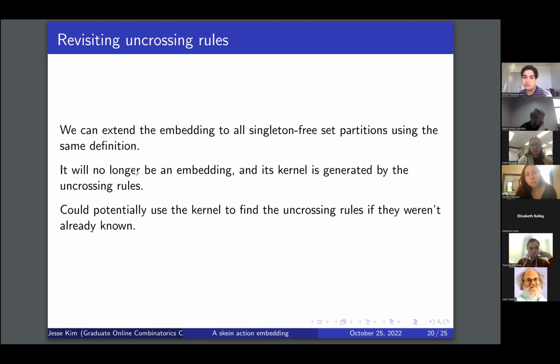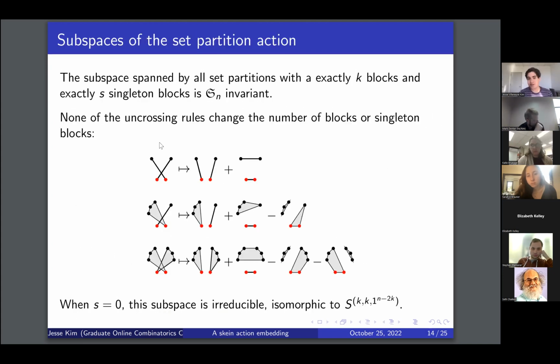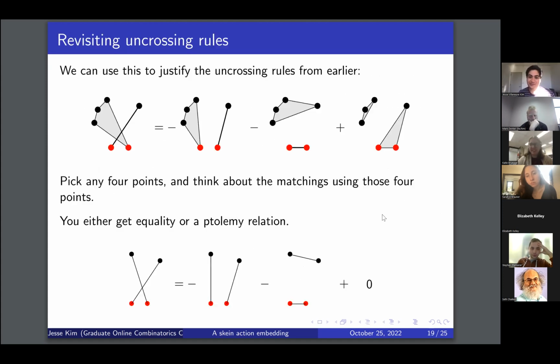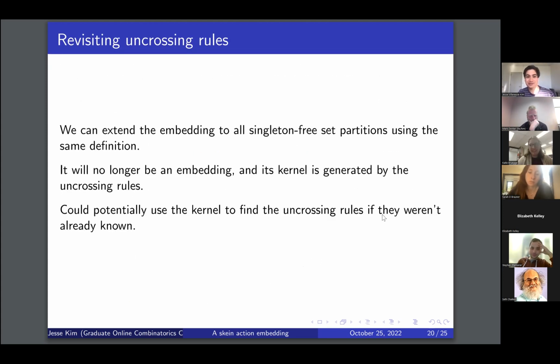So if you didn't already know the uncrossing rules from before, what you could have done is thought about the kernel, looked for simple generators of it, and hopefully you would then find these 3 terms. I'm not entirely sure how easy it would be to just, given this algebraic kernel, find simple generators for it that look nice, but it's a possibility at least. Yeah, so that's the idea behind these 2 matchings and how they're connected.